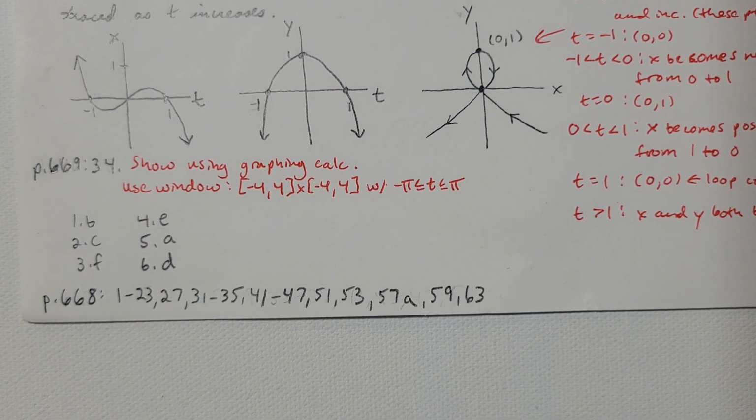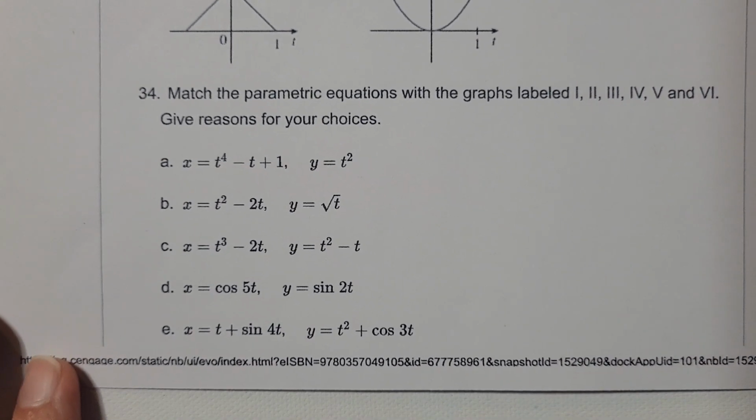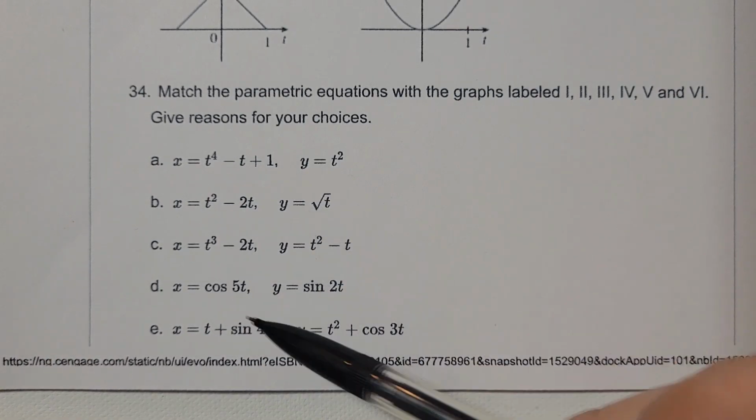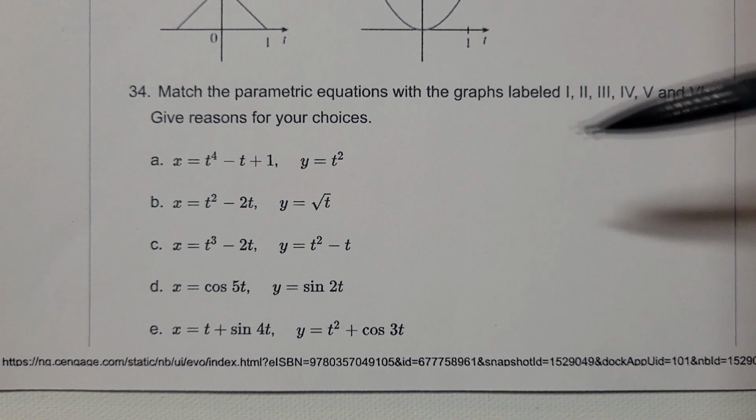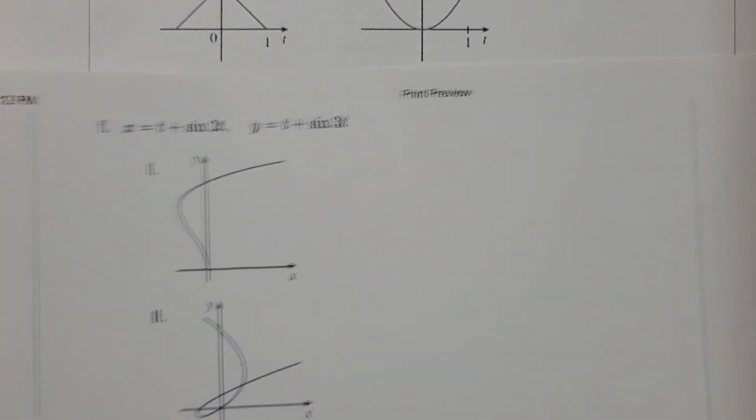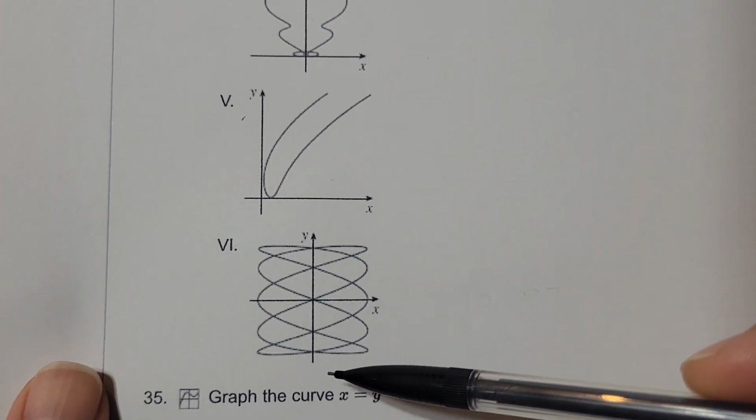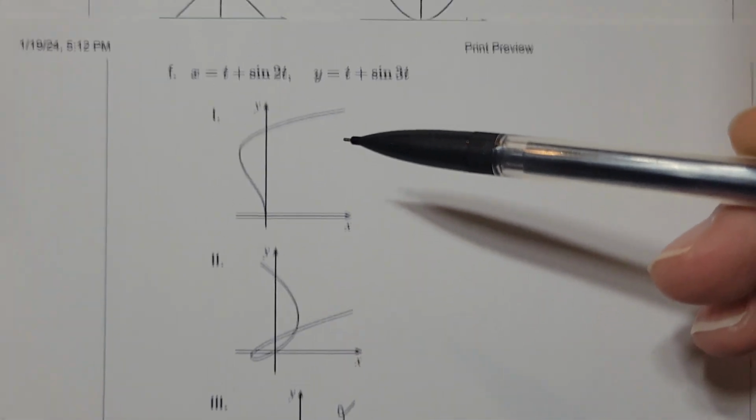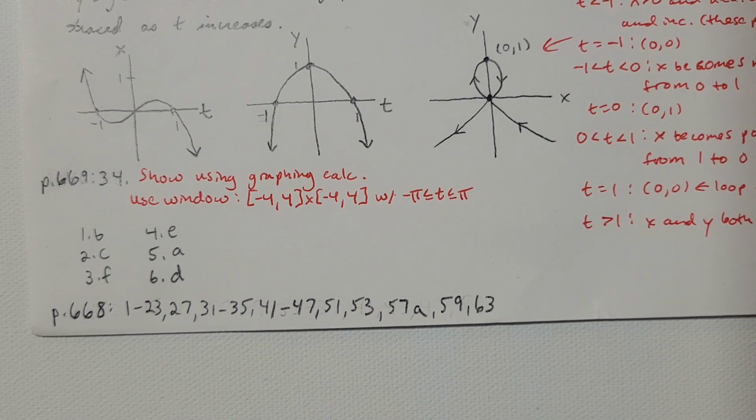Let's see. The next one is problem 34. In problem 34, I'm supposed to match these parametric equations with the graphs 1 through 6. So here are the graphs 1 through 6. And now here's how I'm going to do this. I'm intending for this to be a calculator problem.